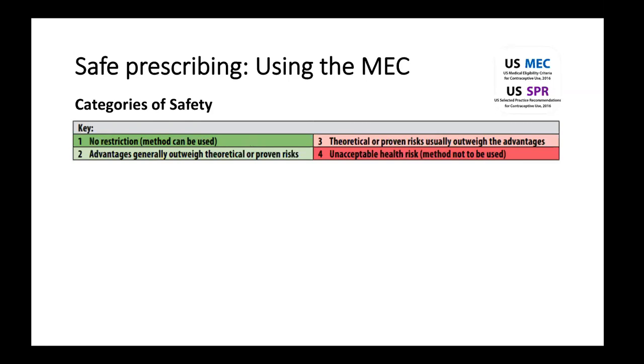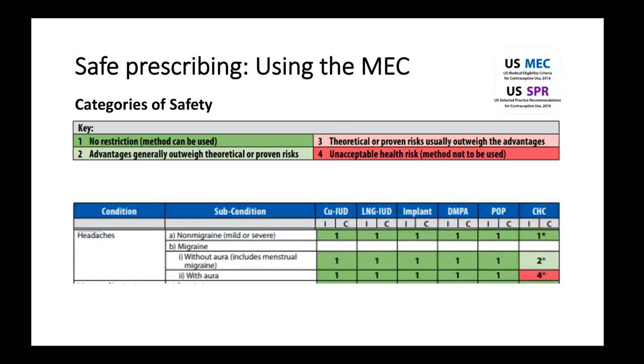So for example, they list the condition as headaches, and then as subconditions, we have different types of headaches. And as most of us already know, with migraines with an aura, combined hormonal contraception is listed as an absolute contraindication because of the increased risk of ischemic stroke. And so it's a 4, and it's in red as well.